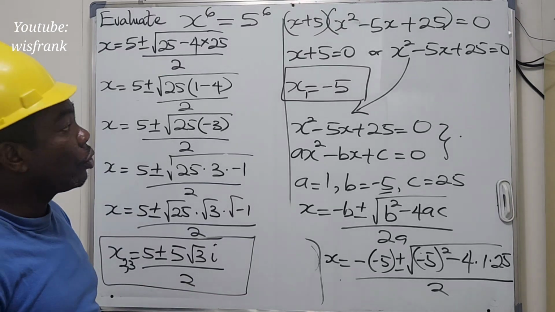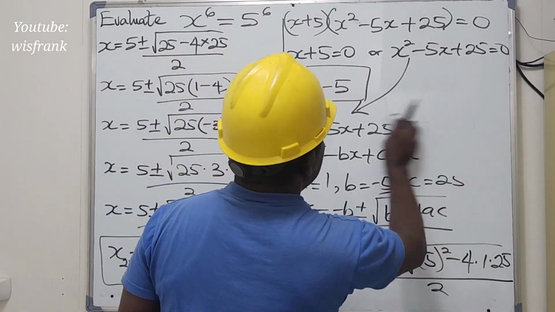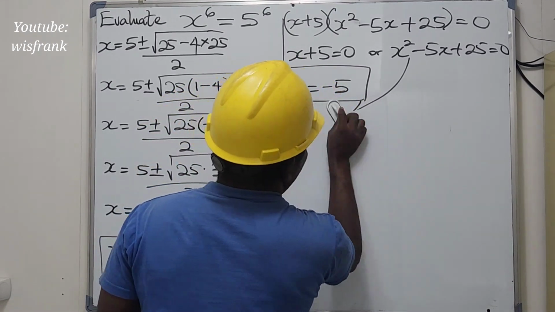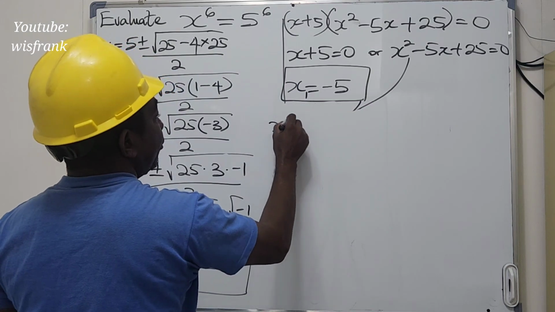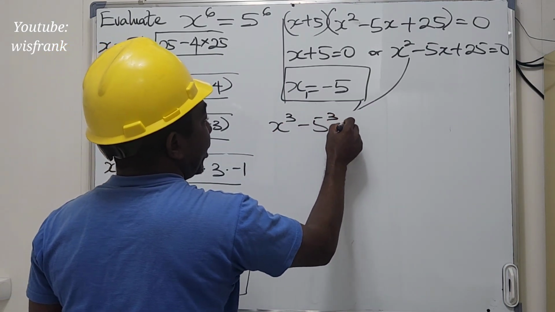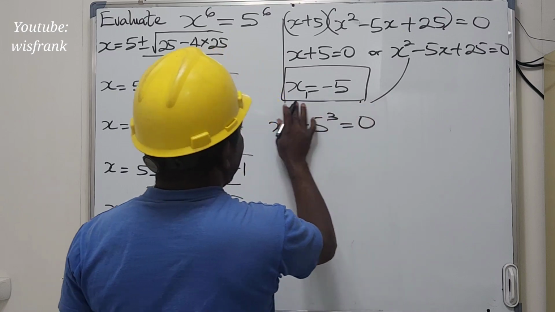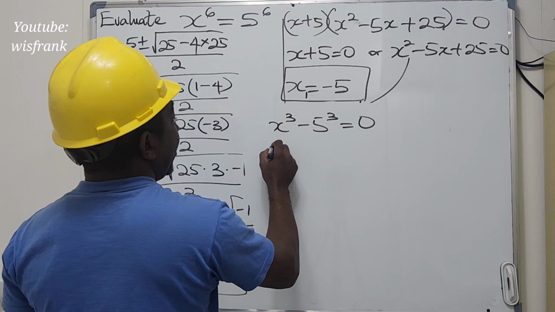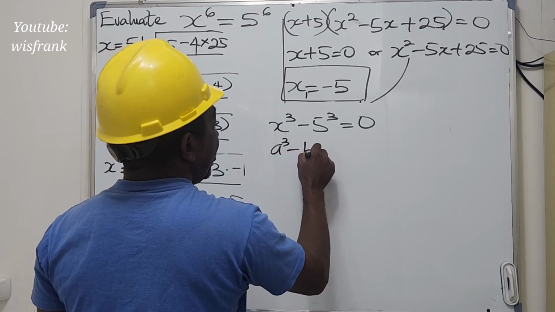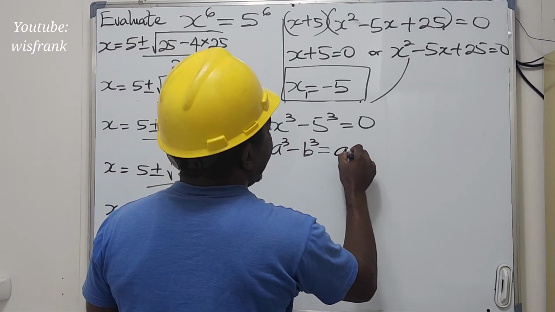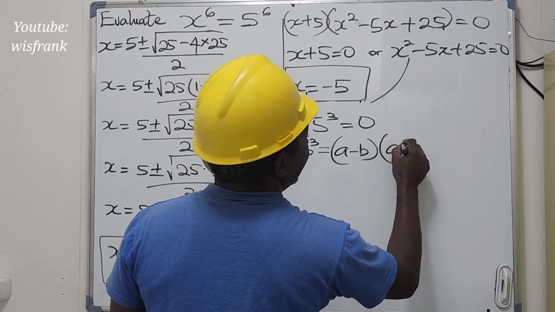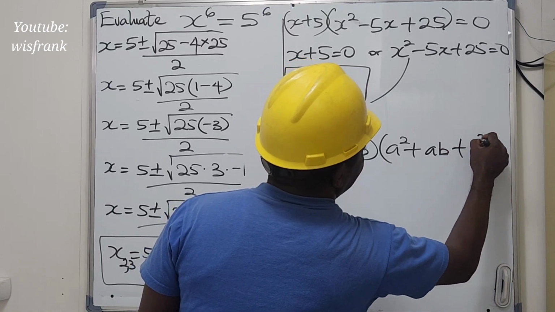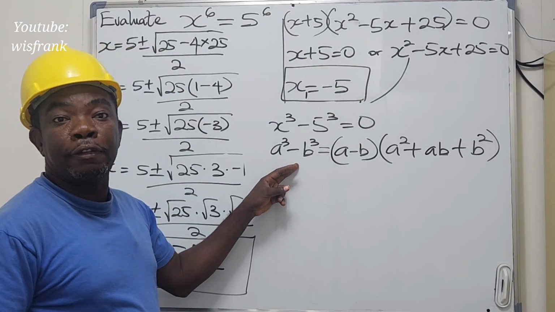So we also recall the other one that we had, the second part of the difference of two squares, which was x to the power of 3 minus 5 to the power of 3 equals 0. Here it is in the form a to the power of 3 minus b to the power of 3, which equals a minus b all into a to the power of 2 plus ab plus b to the power of 2. So this is the solution of the difference of 2 cubes.